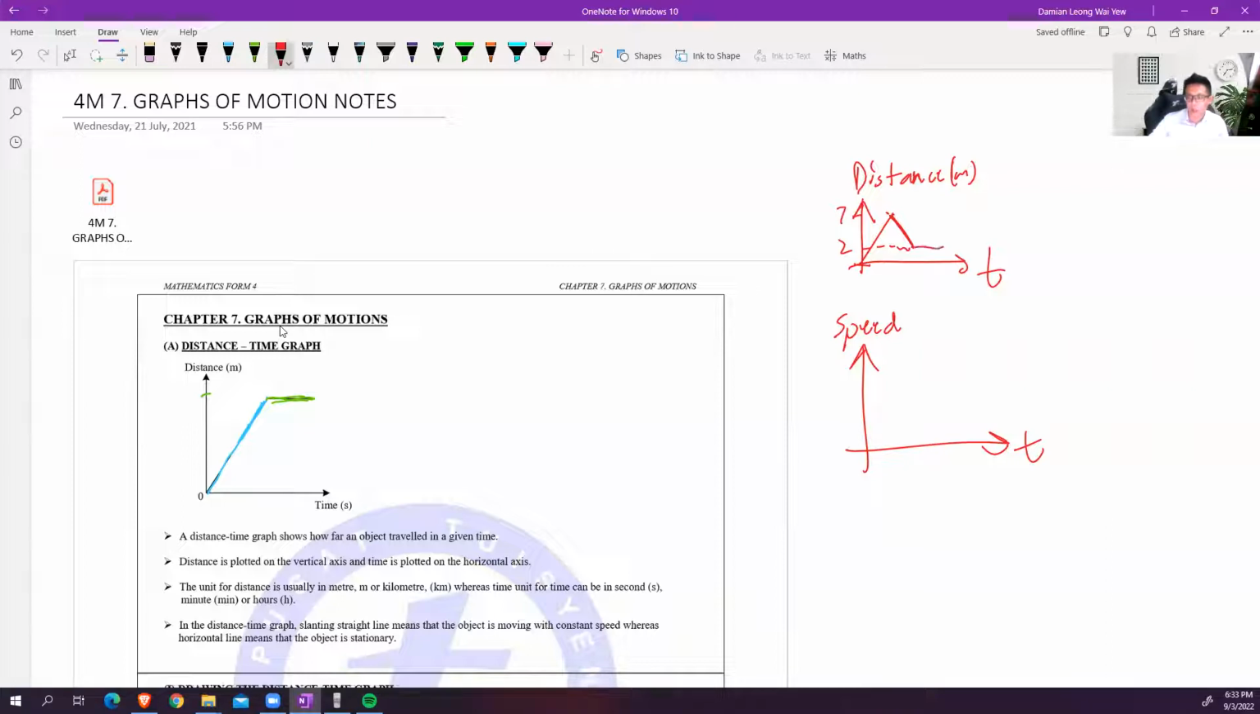If it's horizontal line, means it's not moving, at rest. Then if I want speed, then it's the gradient, means change in distance over the change in time. For both of them, I can find average speed, which is always total distance over total time.